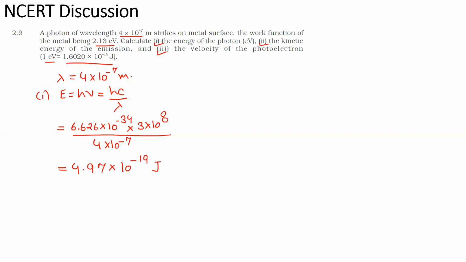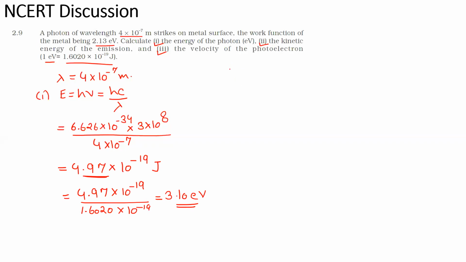If you convert this into electron volts, then this will be 4.97 into 10 to the power minus 19 divided by 1.6020 into 10 to the power minus 19, which is equal to 3.10 electron volts. So this is the energy in terms of electron volts, and this is the energy of the photon in terms of joules. Okay, so let's move to the second part now.